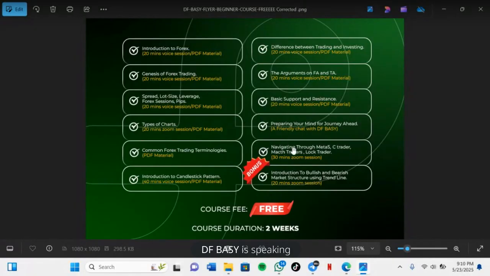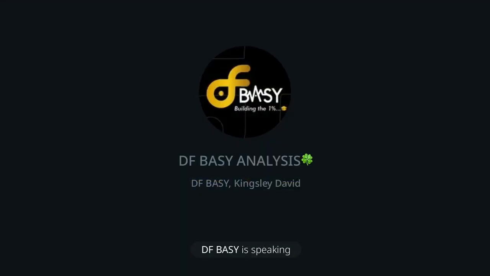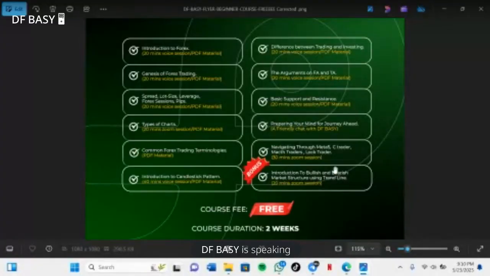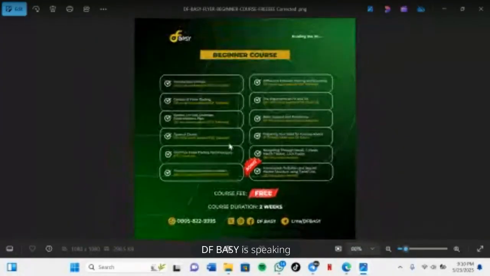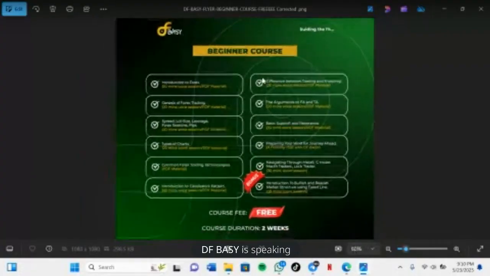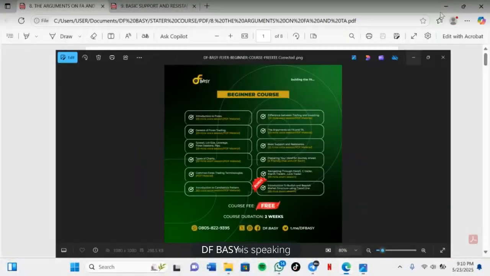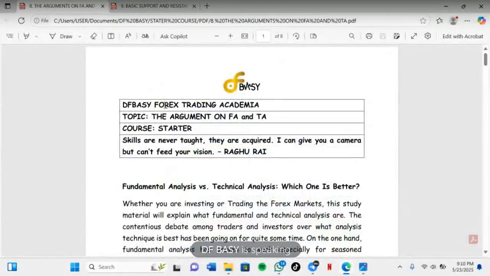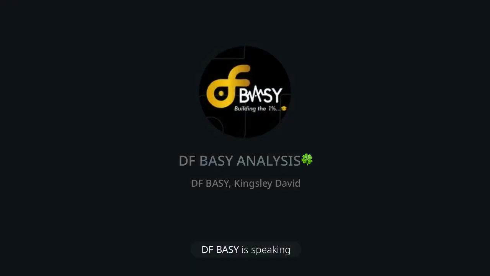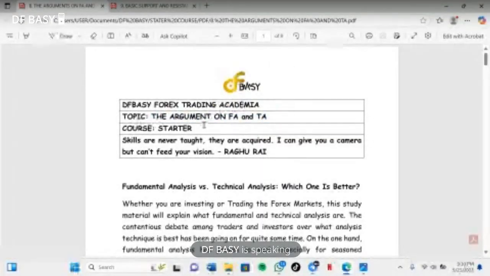Tomorrow we'll talk about navigating through MT5, cTrader, MasTrader, and LockTrader, but mostly it will just be MT5 and cTrader. Then we'll also talk about an introduction to bullish and bearish markets using trend lines. Once that is done, we are done with the free beginners course. So, going to today's deal: the argument on FA and TA.